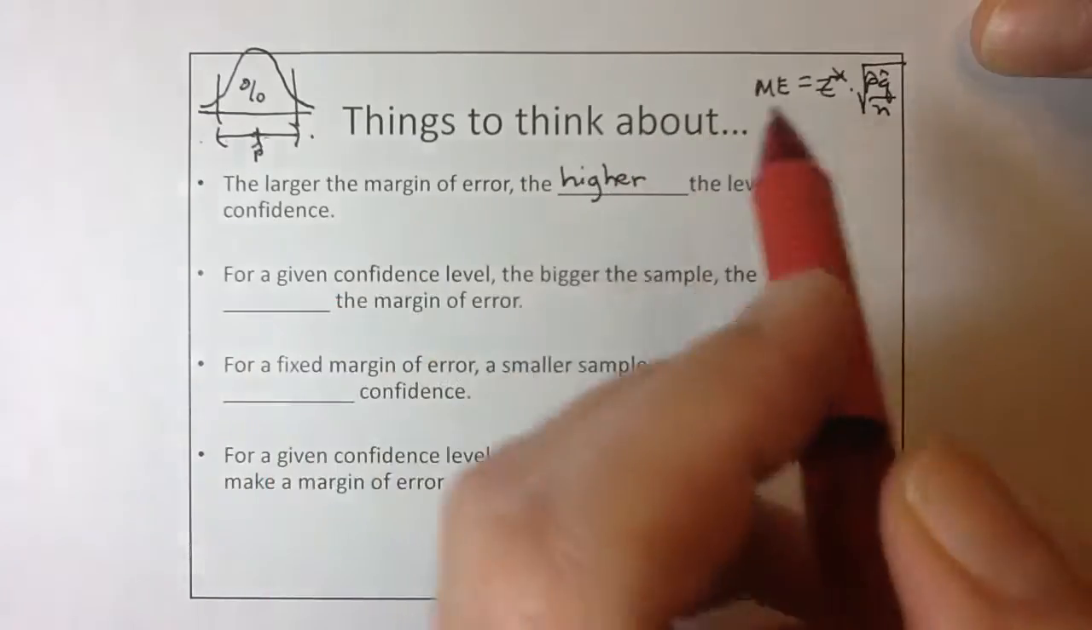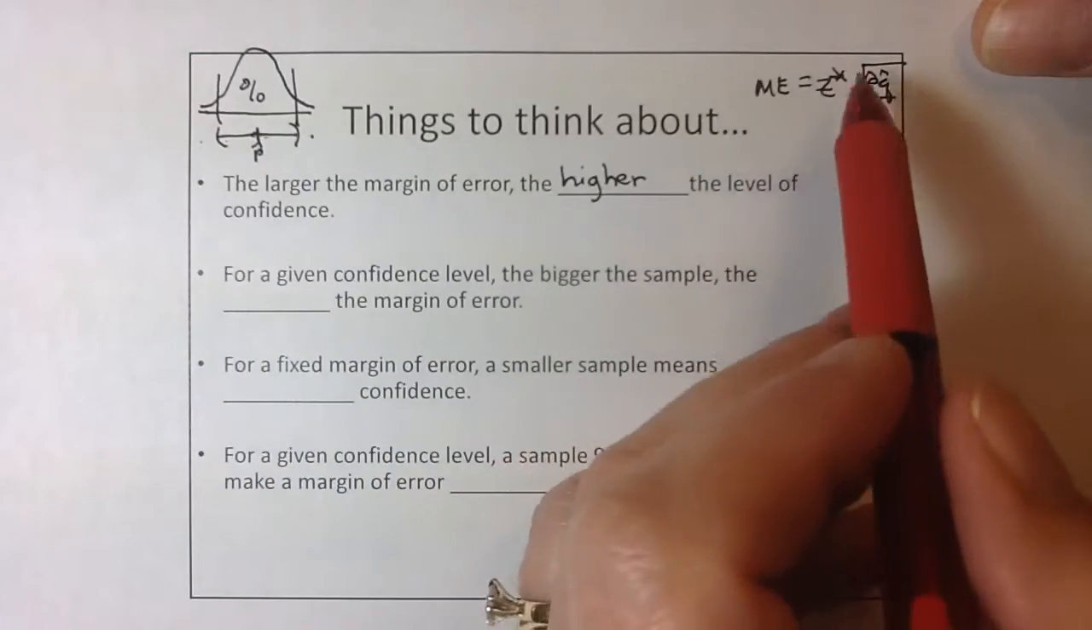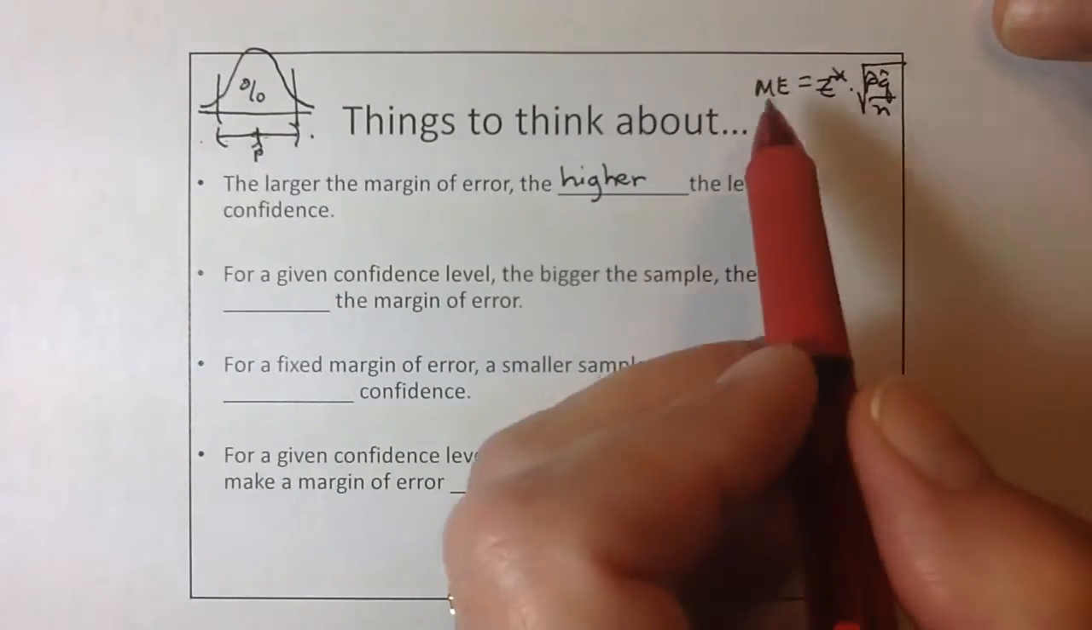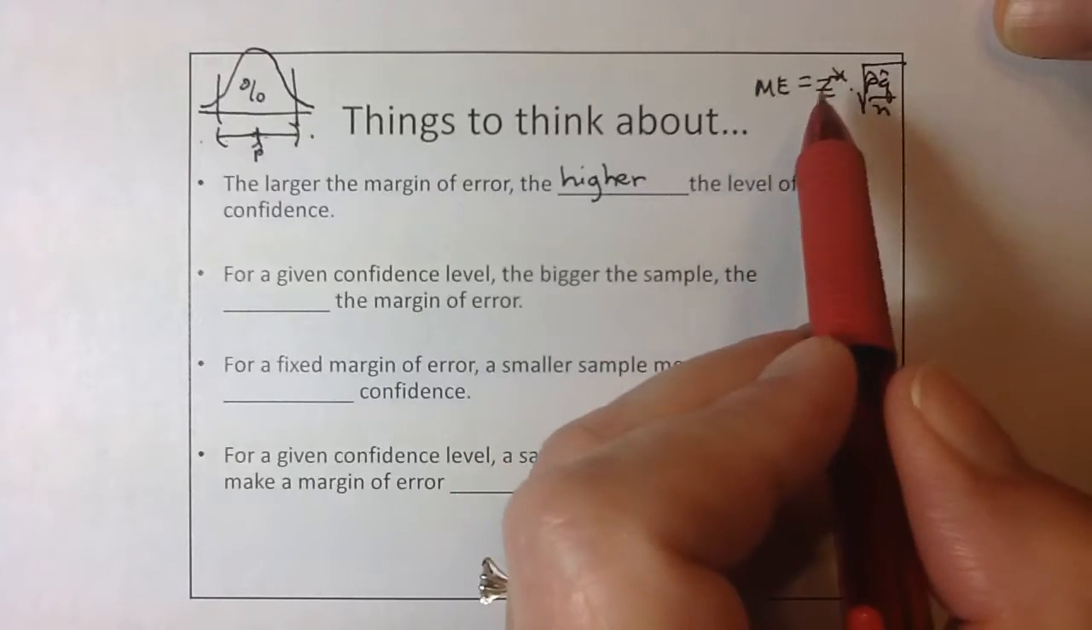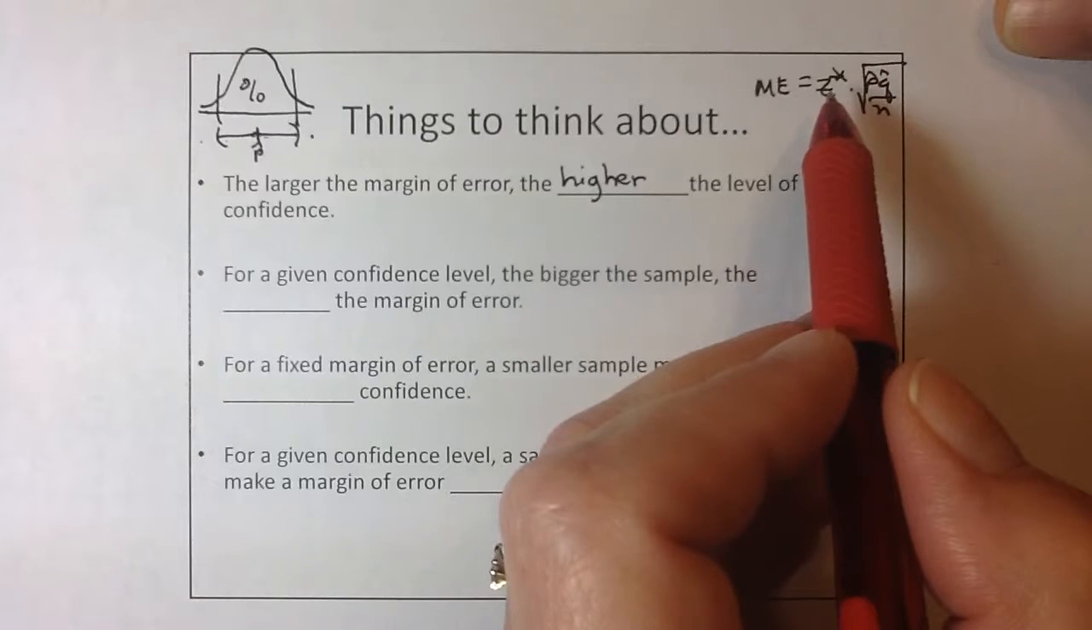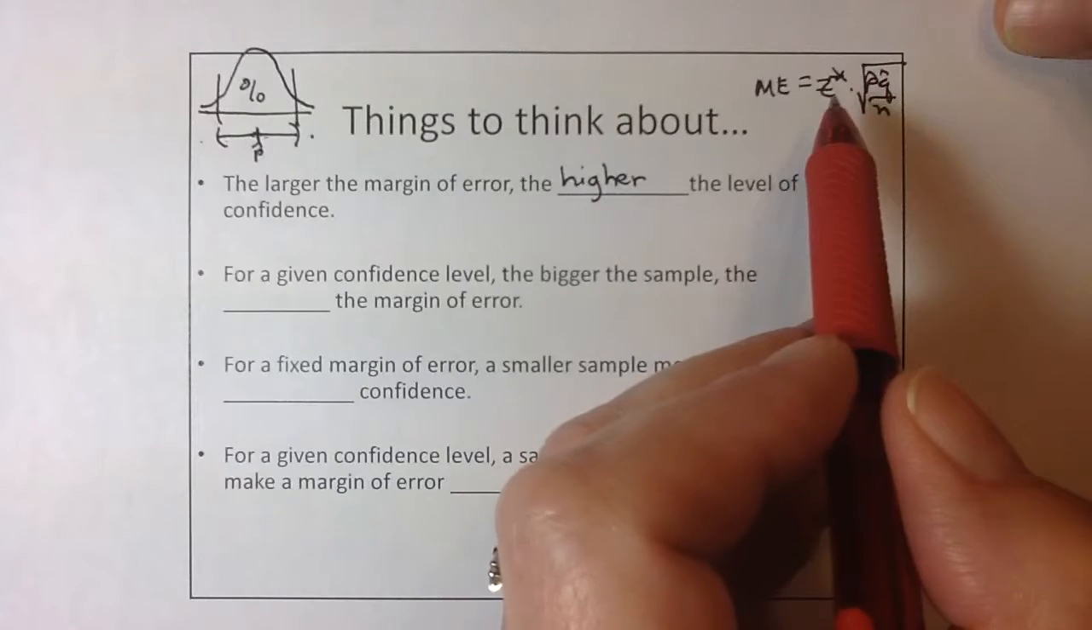Another way you can look at it is from the perspective of the equation. If ME gets bigger, if this side of the equation gets bigger, then for the other side to get bigger, we'd need a bigger Z star. So it would have to be a higher level.